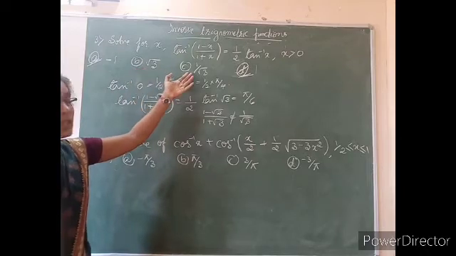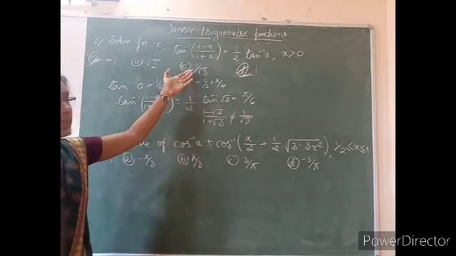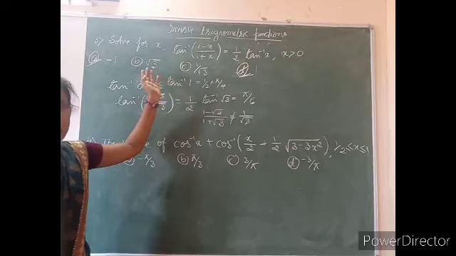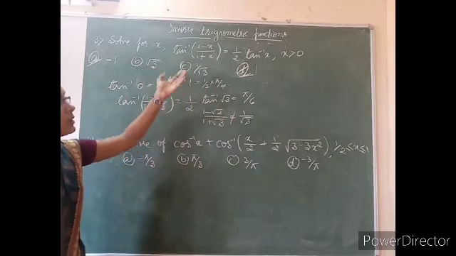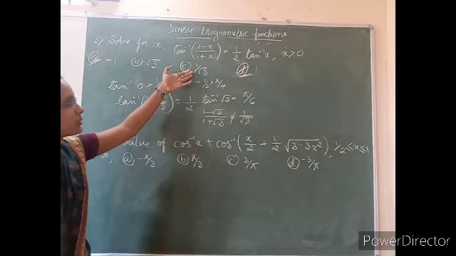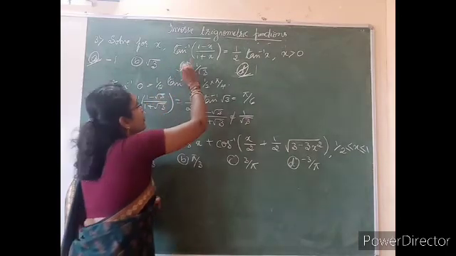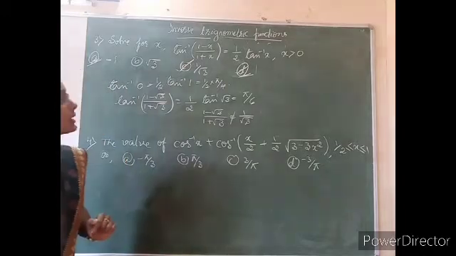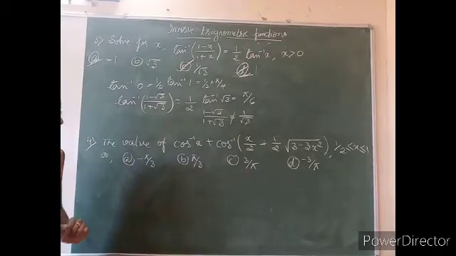Then the remaining is option C here, that is 1 by root 3. No need to check once again here, because out of 4, all the other 3 are not the correct answer. So this will be the correct one. So for this, option C will be the answer here.